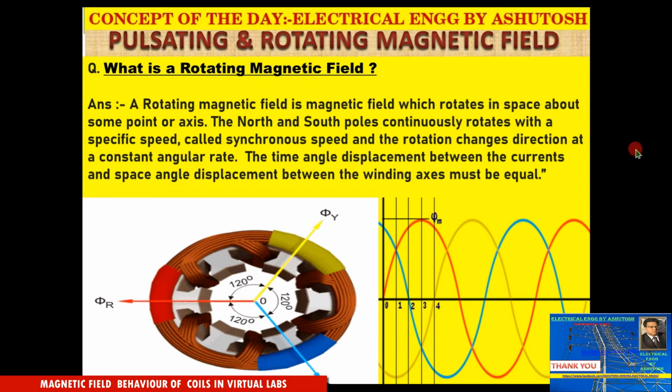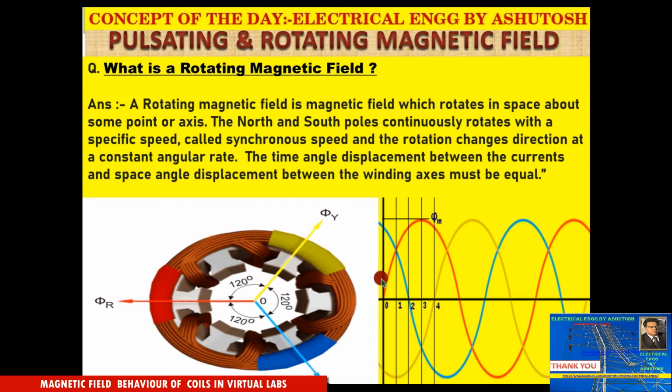The time angle displacement between the currents, that is the phase shift between currents, and the space angle displacement between the winding axes must be equal. So this is called rotating magnetic field. You can see here, rotating magnetic field is always produced whenever three phases are associated and the three phases are 120 degrees displaced apart.